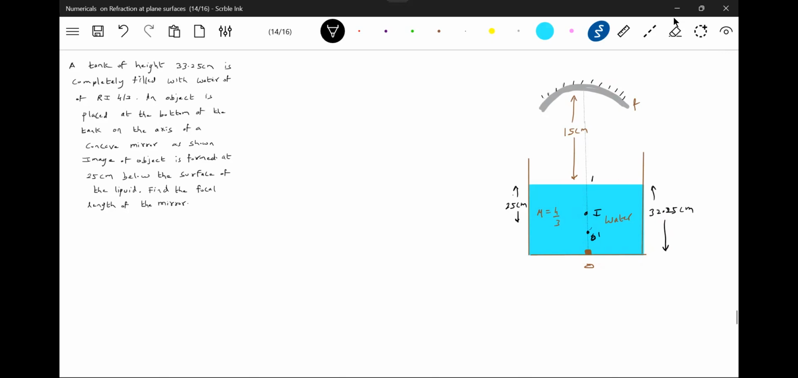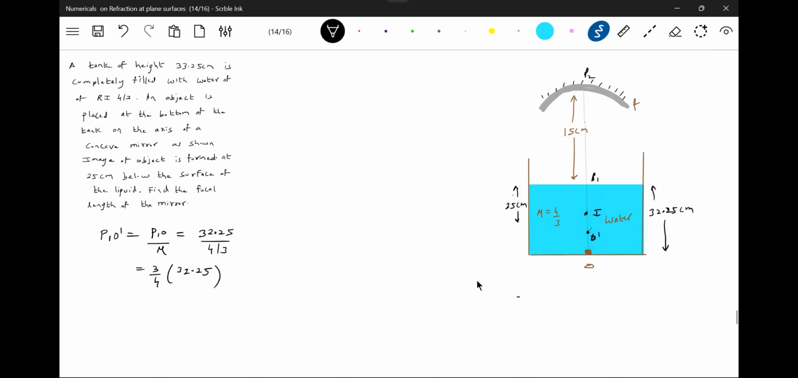So let this be P1, let this be P2. So P1 O dash should be equal to P1 O by mu. P1 O is how much? 32.25 by, this will be 4 by 3. So this will be P1 O dash, the apparent depth of that one. Somewhere the object, this particular mirror will see that object at the real depth here. This will be the apparent depth, P1 O dash.